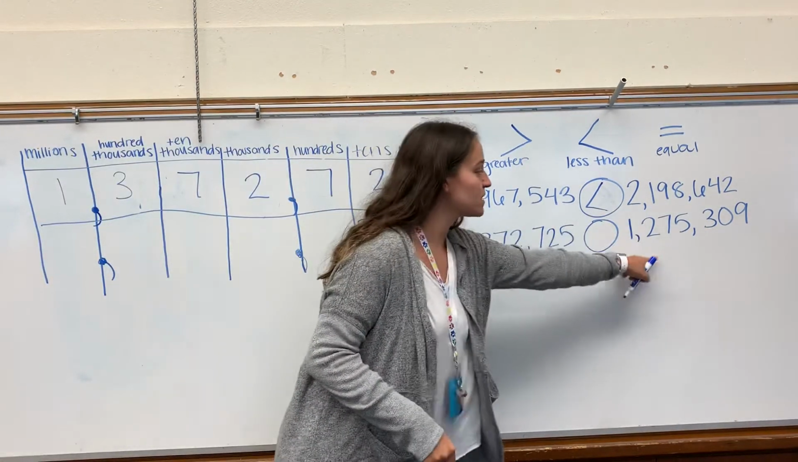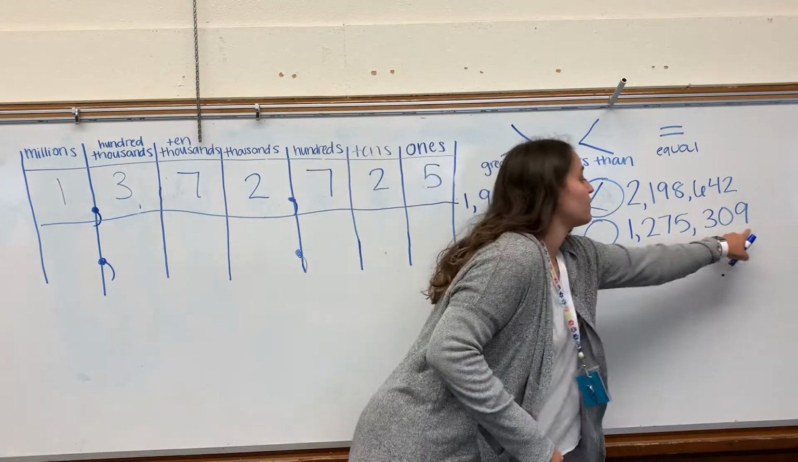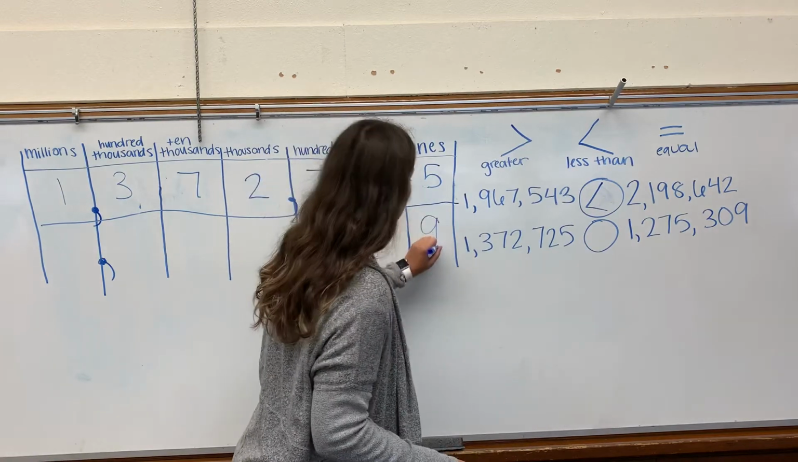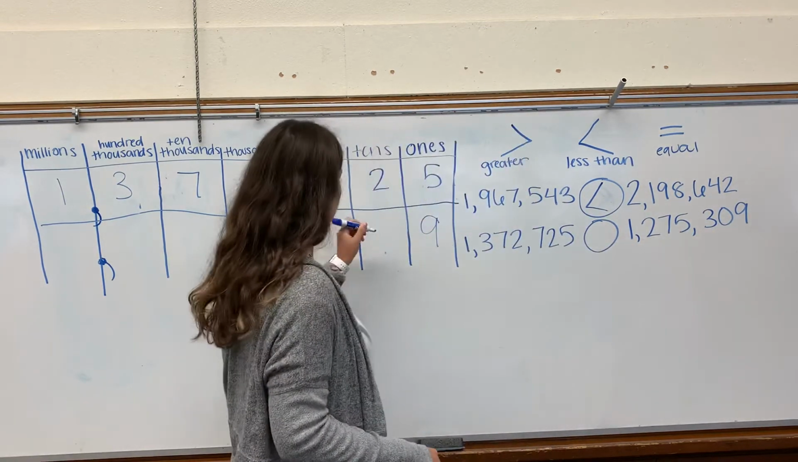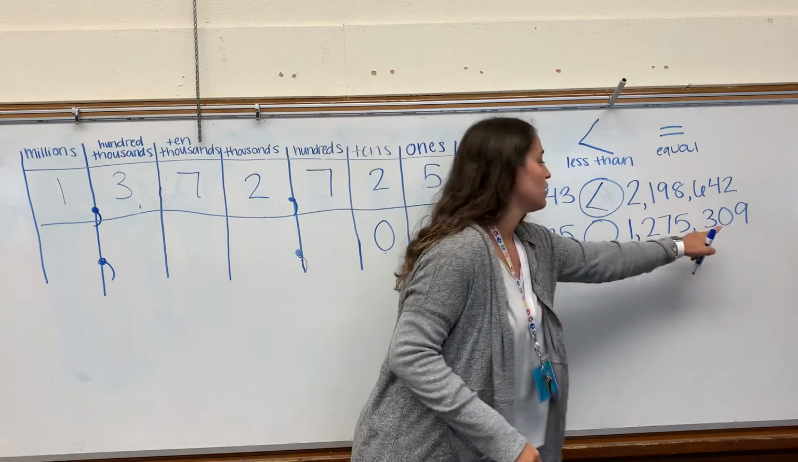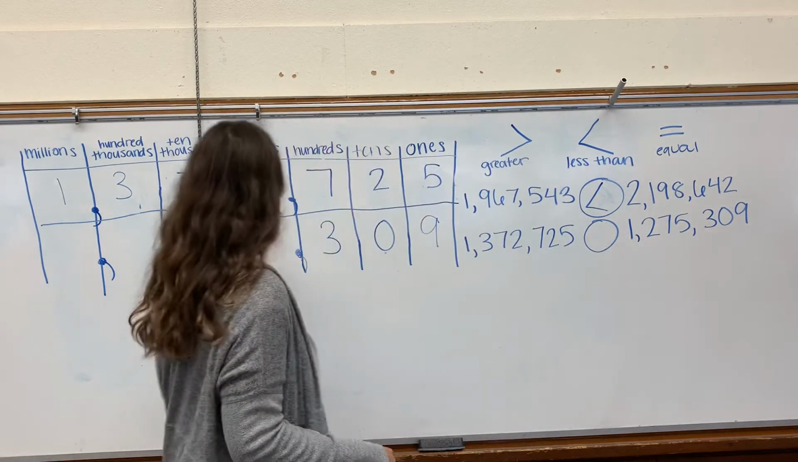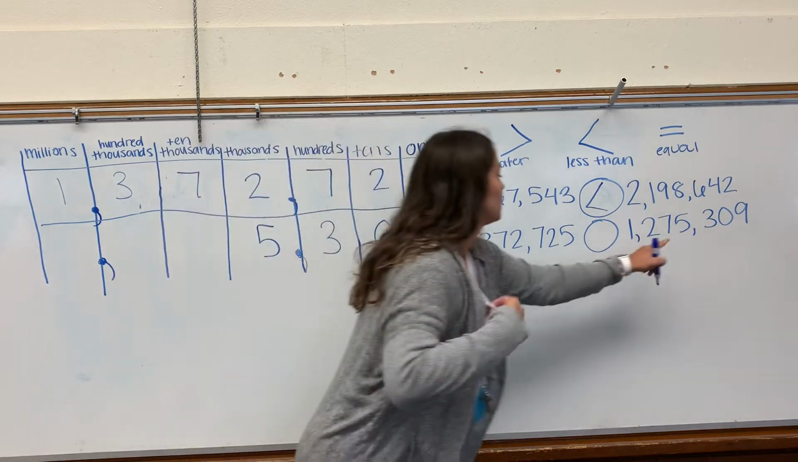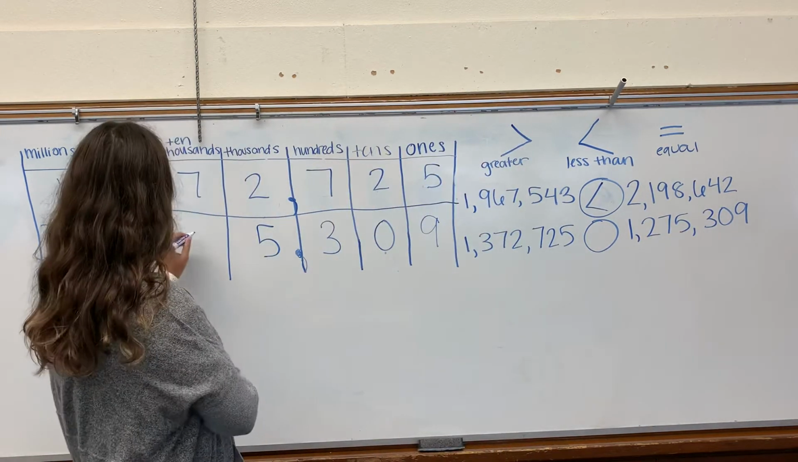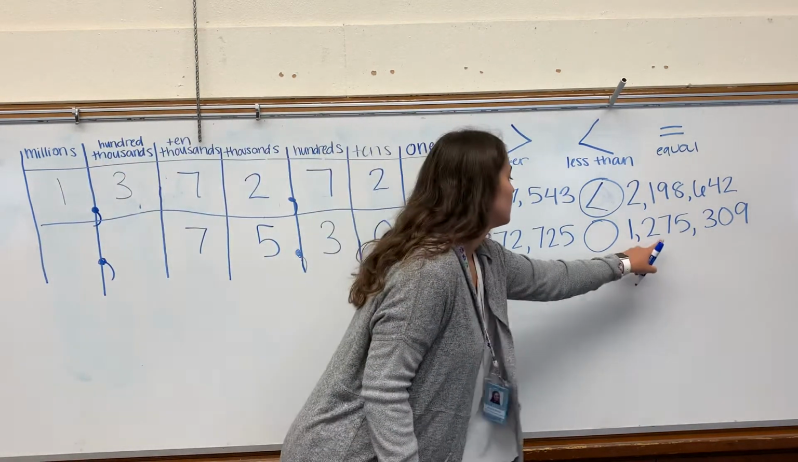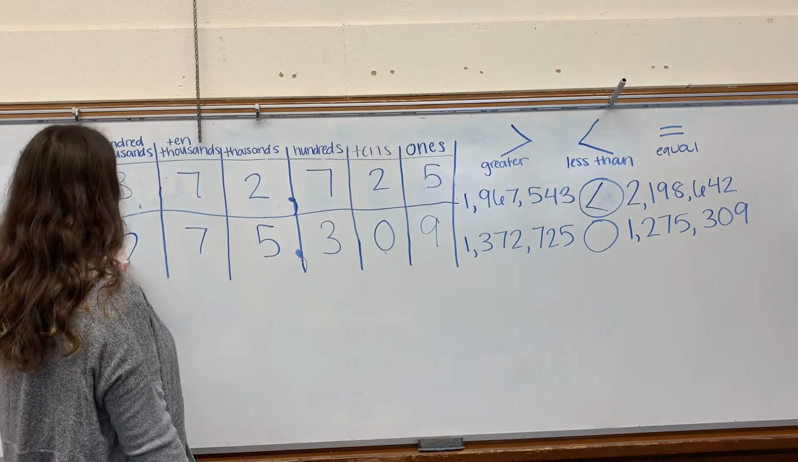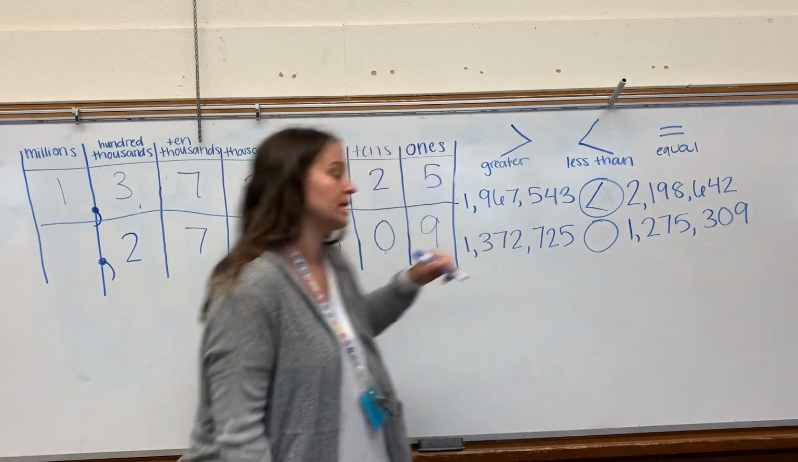Now I'm going to write this number in my place value chart. So I have 9 ones, 0 tens, 3 hundreds, 5 thousands, 7 ten thousands, 2 hundred thousands, and 1 million.